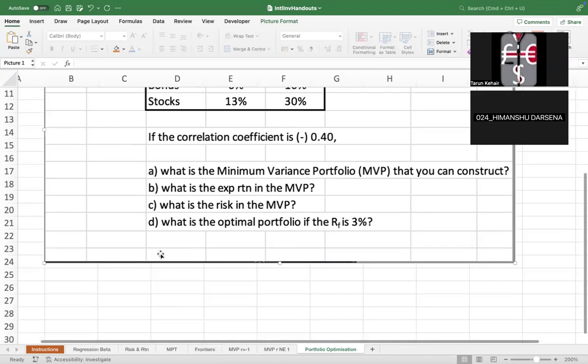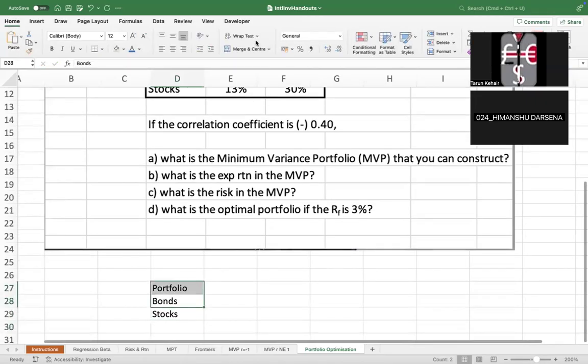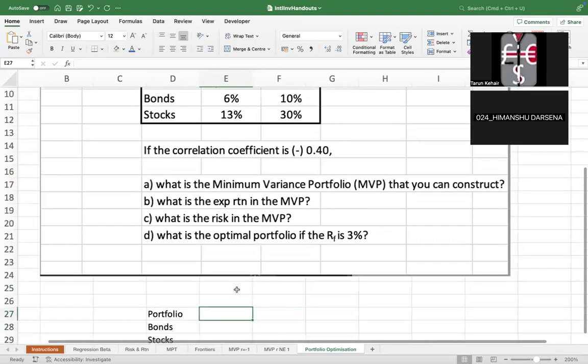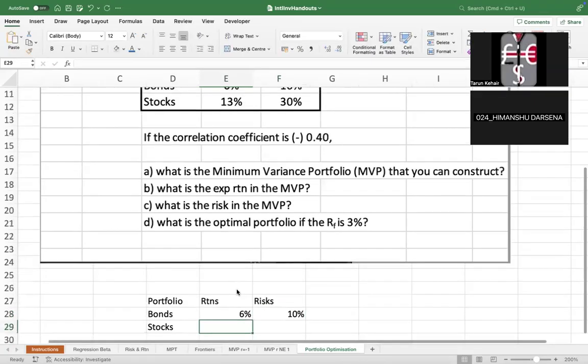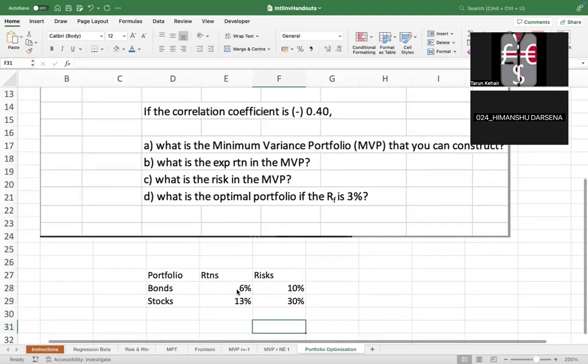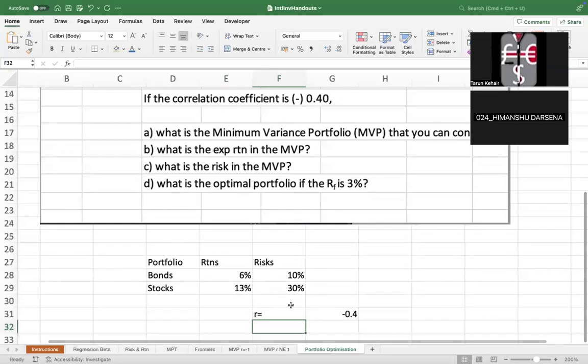So I'm going to just put this portfolio here. So we have bonds and we have stocks, correct? And the returns and risks are given to you. So for bonds, it is 6% and 10%. For stocks, it is 13% and 30%. And the coefficient of correlation is minus 0.40.